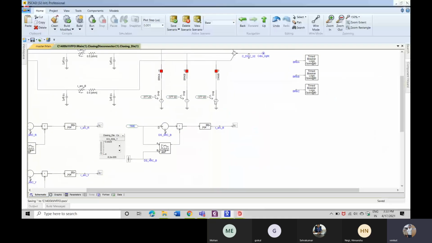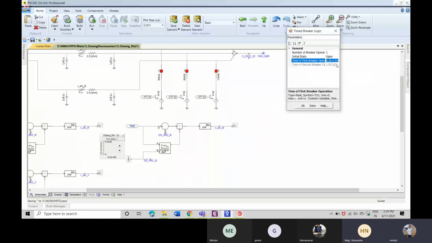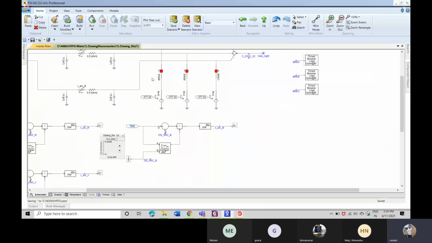But other than that, we have to make the circuit breaker close at the same time, like this is happening, right? This 1 per unit and minus 1 per unit should come at the same time, as this 1 per unit is coming into the picture. For that, I have given the same second, 6.2 e power minus 5, for all the breakers. Okay, when this comes into action, this will also come into the picture.